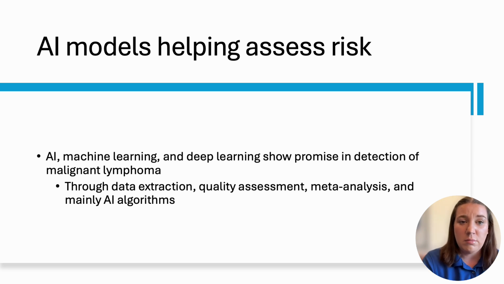There are some AI models that help assess risks. AI, machine learning, and deep learning show promise in detection of malignant lymphoma. This can be done through data extraction, quality assessment, meta-analysis, and mainly AI algorithms. This is going to help doctors assess as well as, again, detect any form of lymphoma. It just makes it a lot easier through data collection.